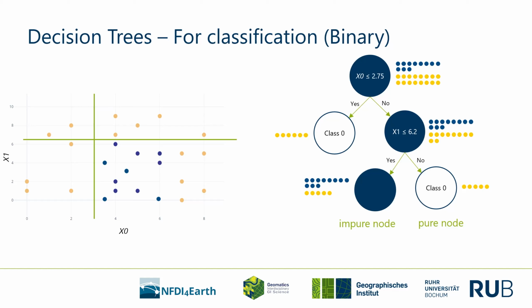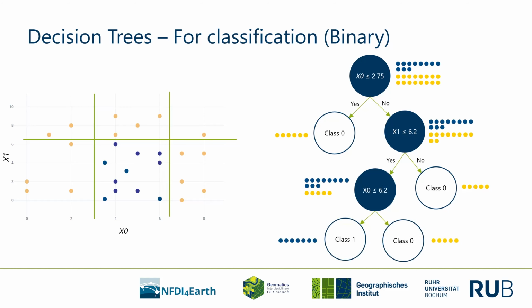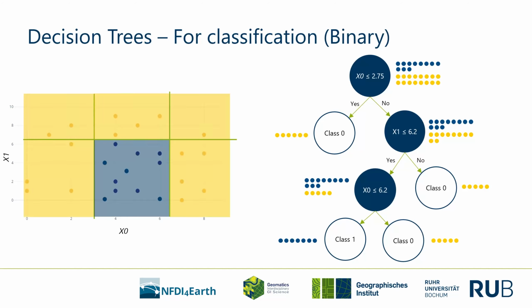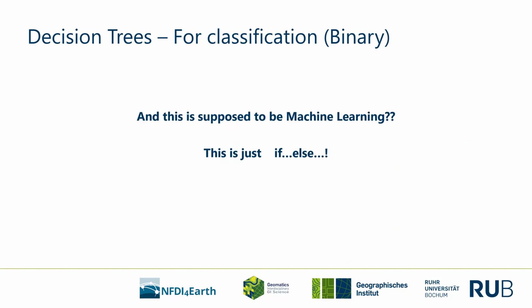The final logical step is, of course, a split at x0 less than or equal to 6.2. This allows me to ultimately create two pure nodes. I now have no more impure nodes and can thus completely separate the data. This is my feature space where I can classify my data into class 0 and class 1 using a single decision tree. You might be wondering what makes this machine learning.